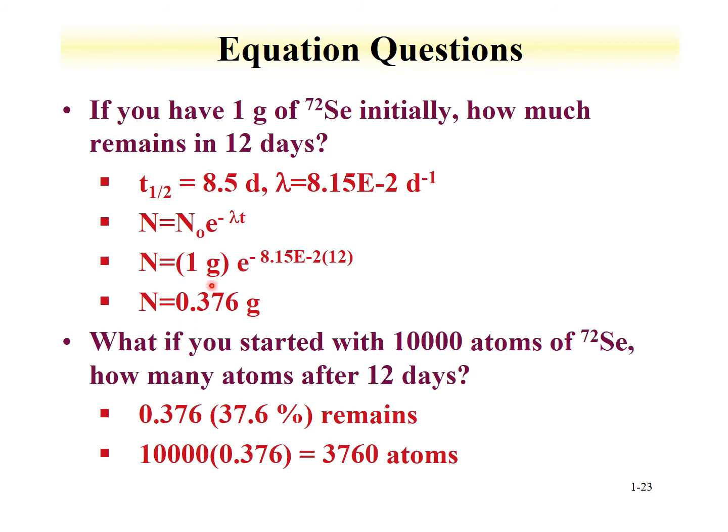So if you started with 10,000 atoms of selenium-72, how many atoms would remain after 12 days? Well, after 12 days, it's 0.376, so 37.6% remain. So if I started out with 10,000 atoms, I'd have 3,760 atoms after 12 days. So these relationships are the same. Mass, number of atoms, they're correlated.